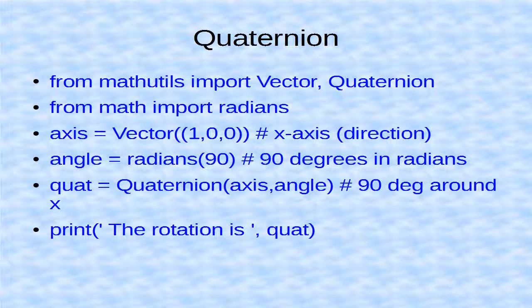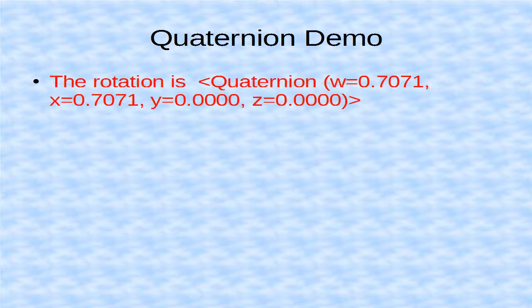In the example, the axis corresponds to x-axis. However, we can choose any direction. We need the radians function since quaternion needs angles in radians. This shows the rotation components. We do not have to understand the math except to know that it is a point in 4D space.